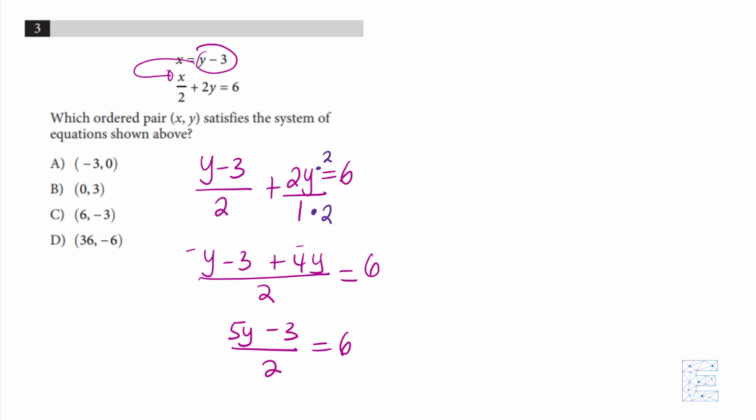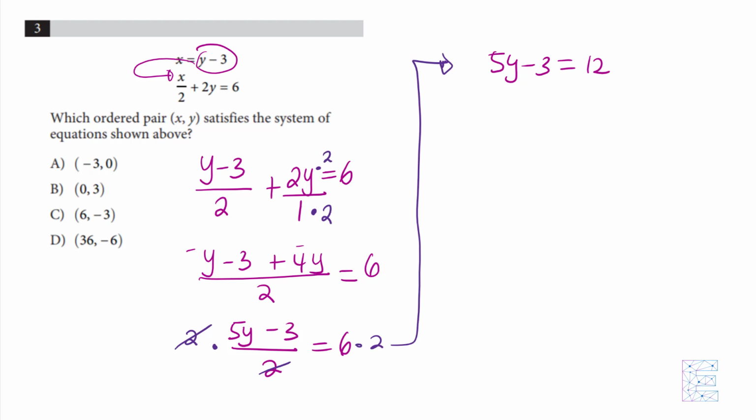And we are super close to getting y by itself. We just need to keep working. So the next step is to multiply each side by 2 as shown. Of course, these 2's are going to cancel. Well, let's move this up here where we have more room. So what's left is 5y minus 3 equals 12.